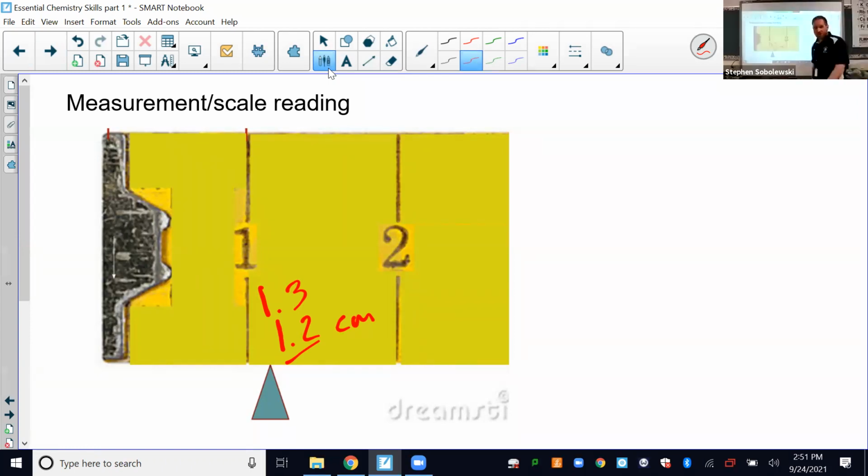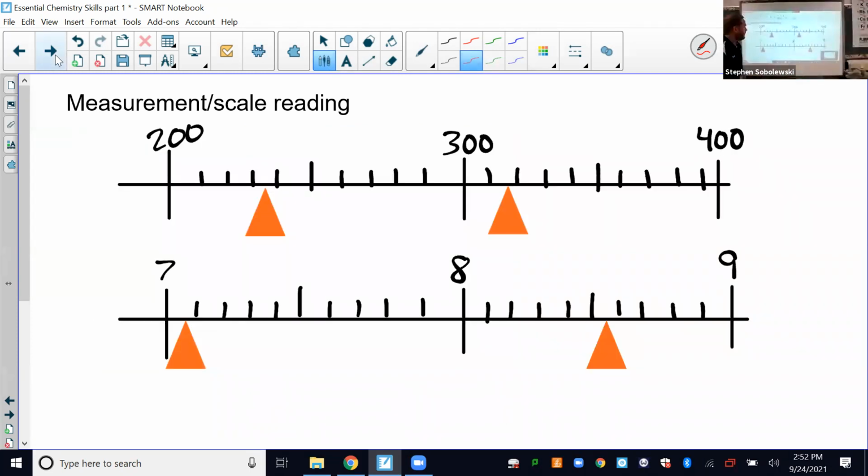If you call that 1.5, okay, now that's definitely not correct. But 1.2 is fine. 1.3 is okay. Even 1.1 would be okay. That last digit's up to you. Pause the video, try these out, and then unpause it.